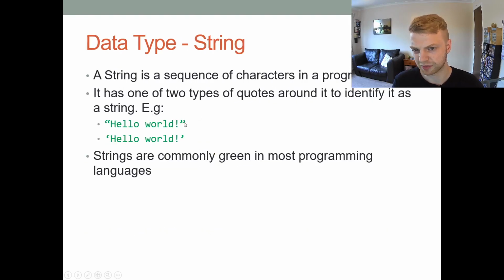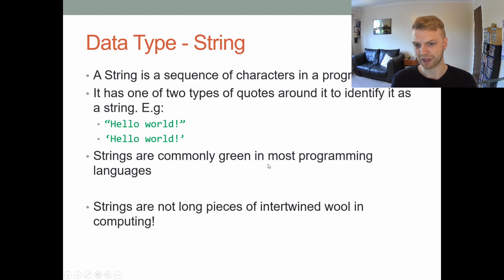So you might notice that it's gone green and we've got quotes. That's because the quotes mean it's a string. You can use double or single quotes. I use double. I think it's a bit weird to use single, but do what you want. A string is just the programming term for a word. And they're green in most programming languages, not just Python.